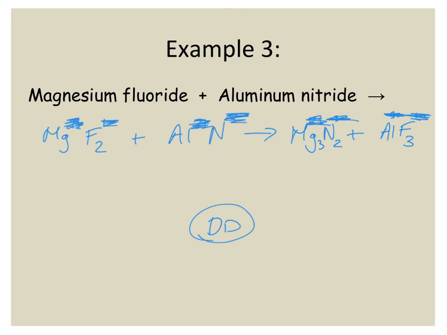Let's do the magnesiums first. On the left side I've got 1, on the right side I have 3. This gives me 3 times 2, so 6 fluorines. On the right side I only have 3. This gives me 2 aluminums. On the left side I only have 1. This gives me 2 nitrogens and 2 nitrogens. So now I'm balanced.